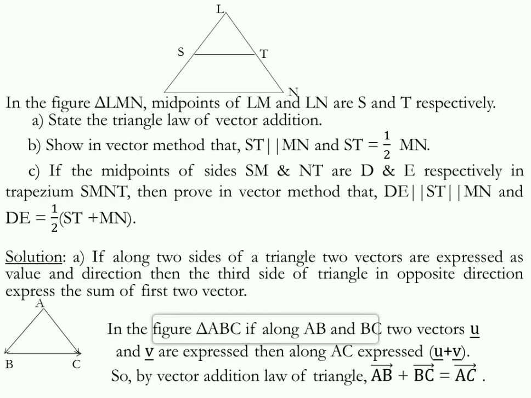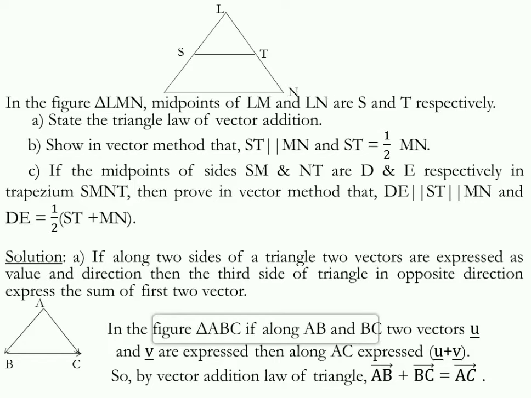Now let us start the solution. A, the triangle law of vector addition. If along two sides of a triangle two vectors are expressed in value and direction, then the third side of the triangle, in the opposite direction, expresses the sum of the first two vectors. Let us explain this with a figure.